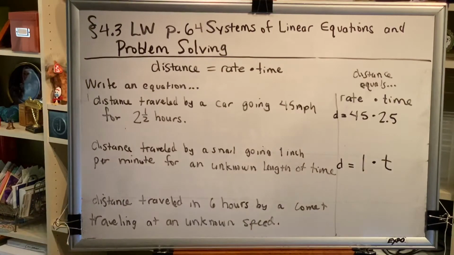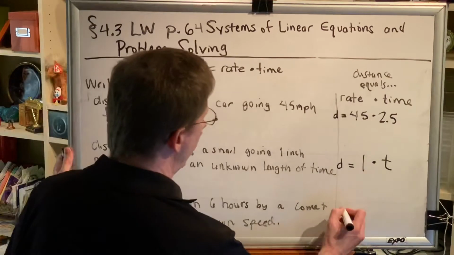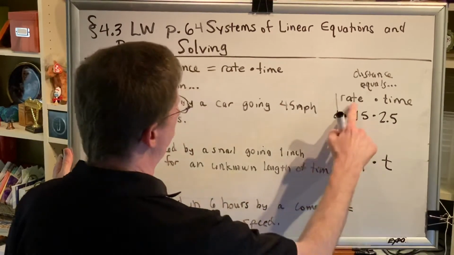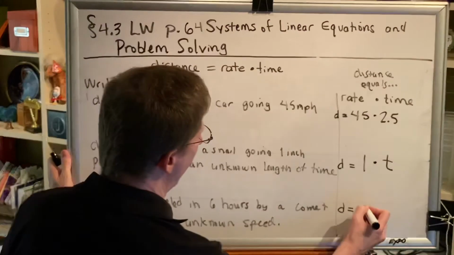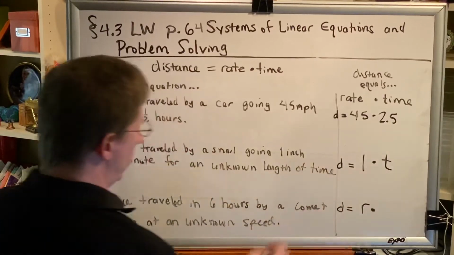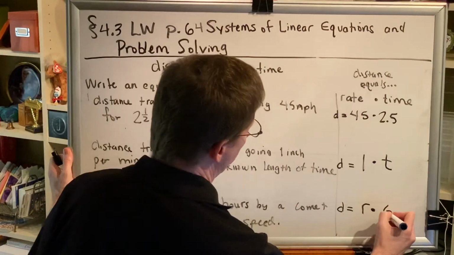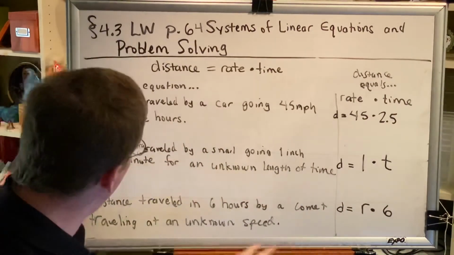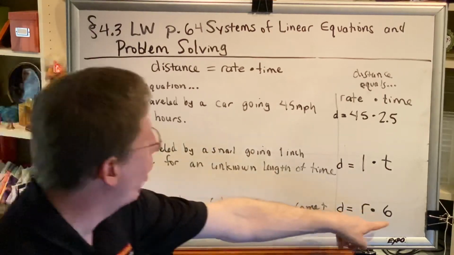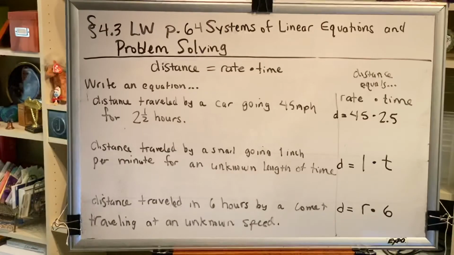All right, last one. Distance traveled in 6 hours by a comet traveling at an unknown speed. This time the distance is going to be the rate, which we don't know, so we'll leave that as r, times the time, which is 6 hours. So the distance is going to be r times 6. If somebody tells me the rate, all I have to do is multiply it by 6, and that will give me the distance.